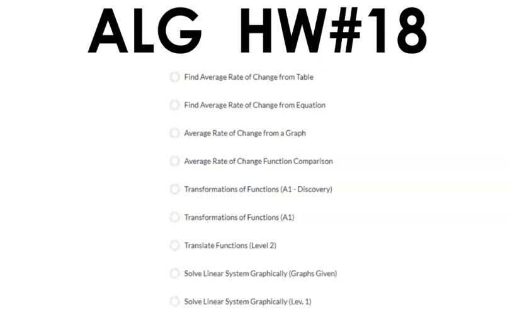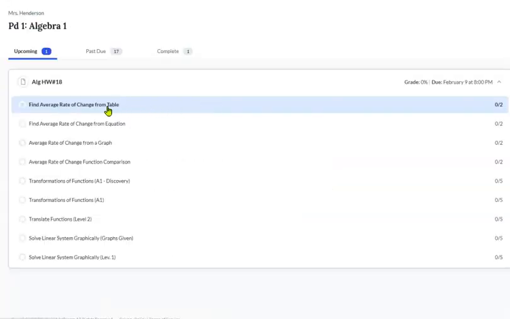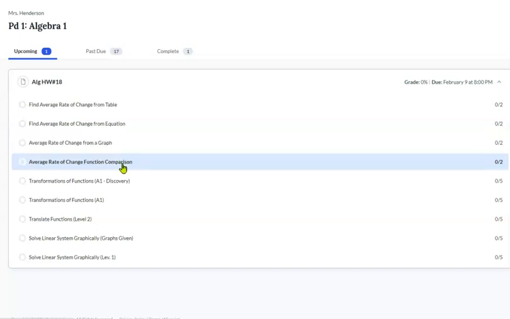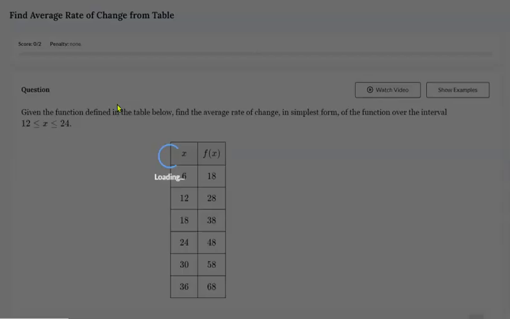Homework number 18. We'll cover finding average rate of change 3 different ways, and then we'll combine them all together. Let's start with finding average rate of change from a table.